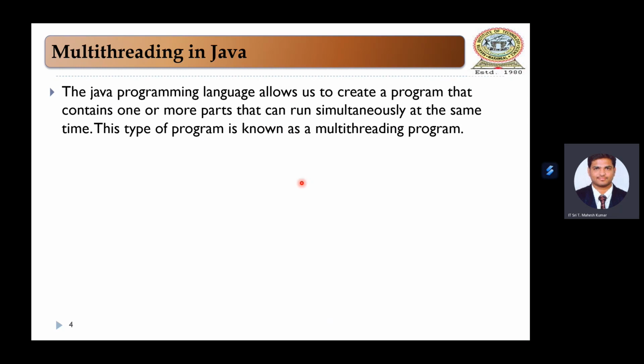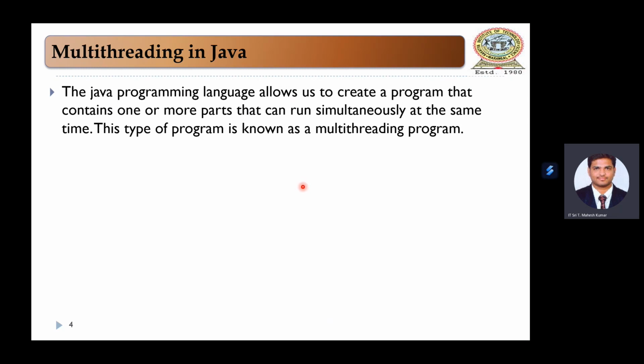For example, you take a document. After completing the document, you just give the print. While printing is going on, you can edit that particular document. Means within the single document, you are doing multiple things. That is possible in Java. That type of program we'll call a multi-threading program.